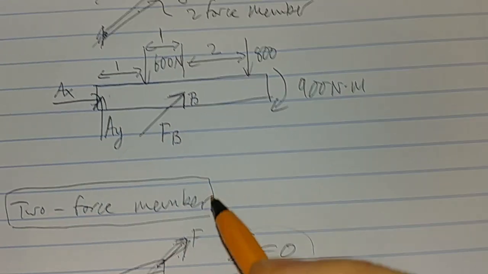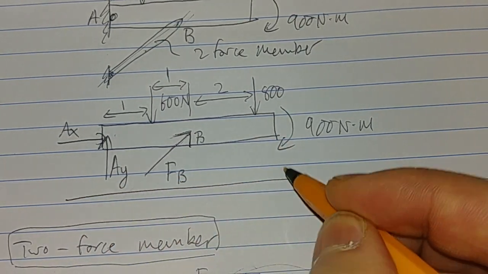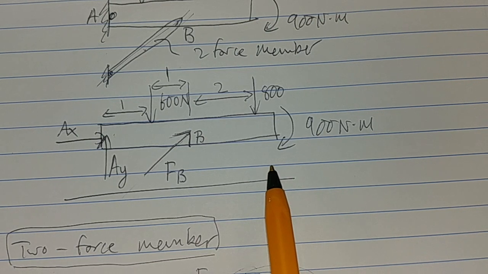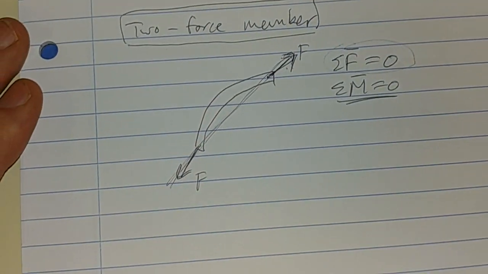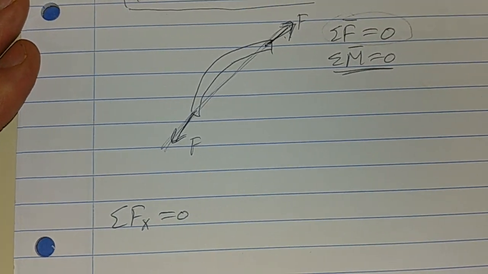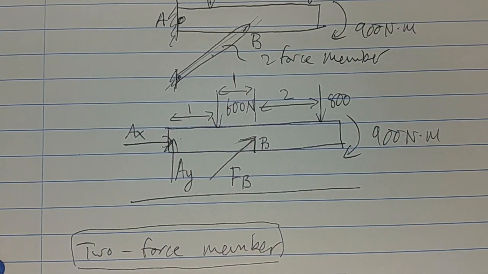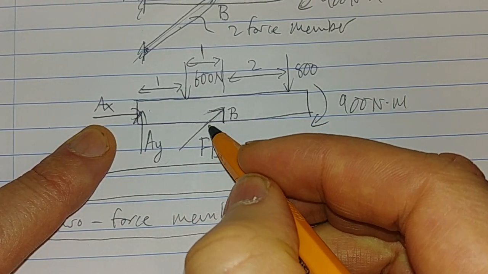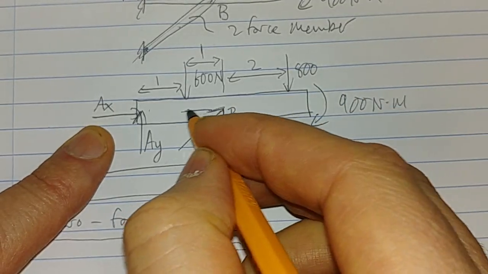Now that we've got this, we need to set up our equations of equilibrium and solve for the unknowns. Okay, so sum of the forces in the x equals 0. So what are our forces in the x direction? I've got AX, and I've got this component of FB, right?